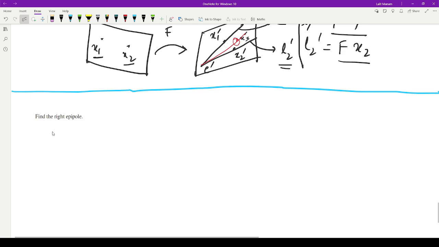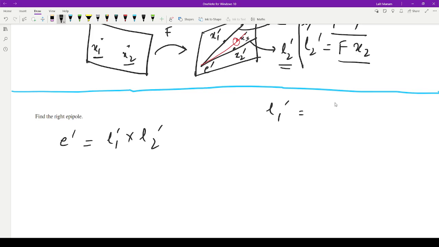The next question is, given the same things, you just need to find the right epipole. How can you do that? Someone gave the answer. Yeah, L1 prime cross L2 prime. Okay, I'll just write out the answers in case it's required.